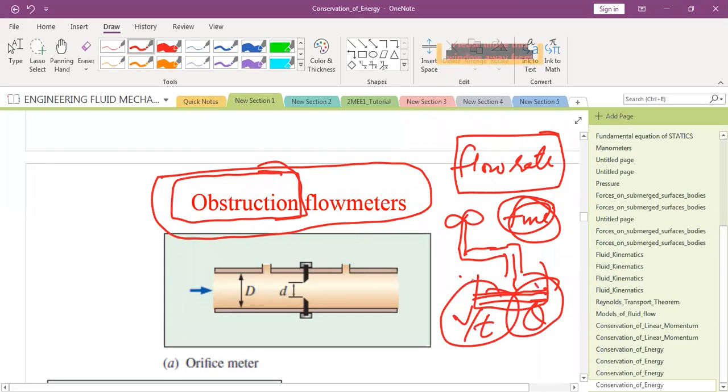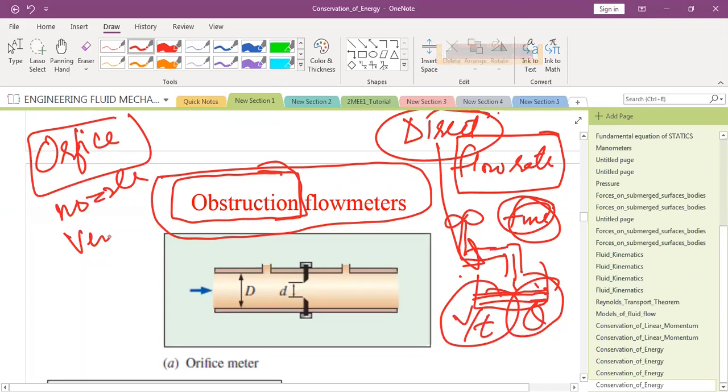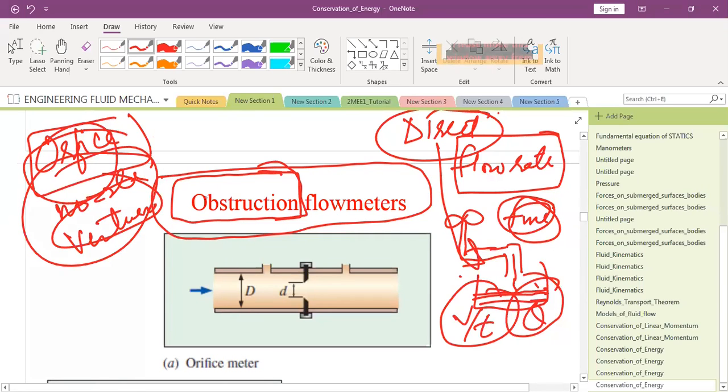So if this is so simple, why do we require these special kinds of flow meters then? This is the direct measurement, that is, you are directly measuring the flow rate. But we are talking about, say, the orifice meter, then the nozzle, then the Venturimeter. Then why do we require such kinds of obstruction flow meters? What is the practical difficulty in this kind of measurement? Anyone?